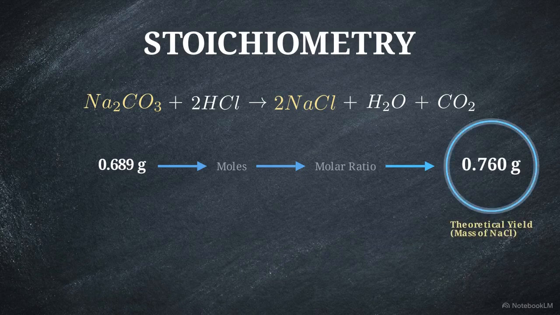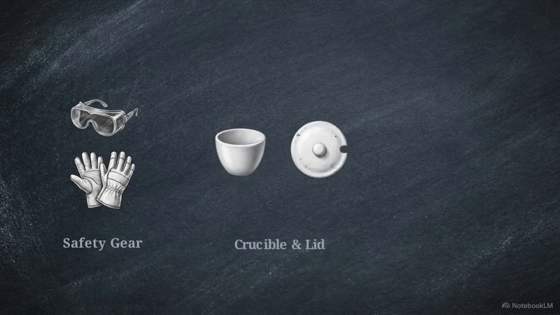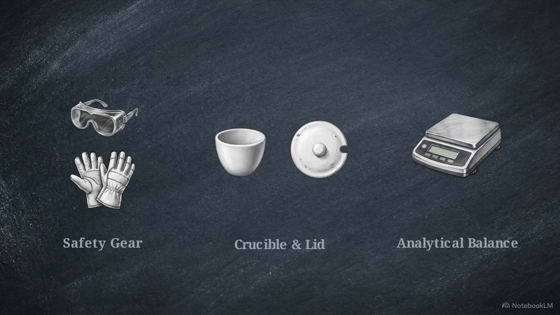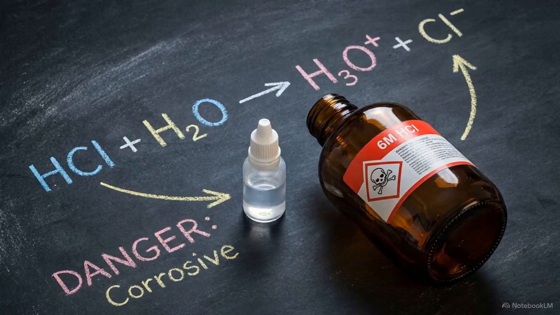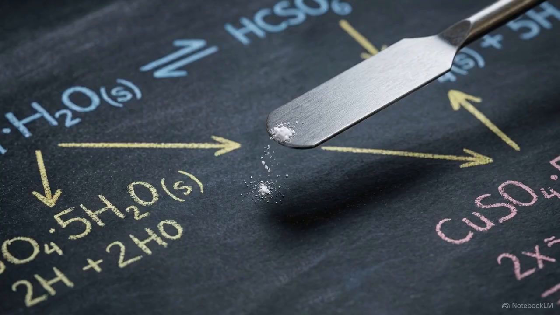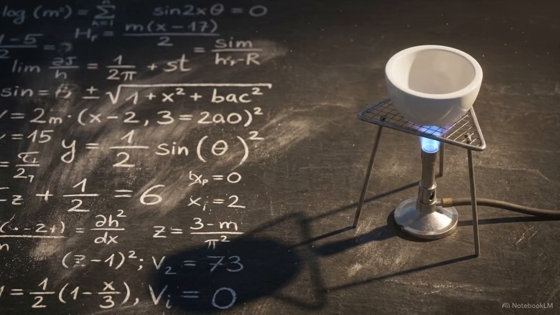of our product. To achieve this level of precision, you need your standard safety gear, a clean porcelain crucible with a lid, and an analytical balance that can accurately weigh items down to the nearest milligram. For our chemical agents, we will be using a specific starting mass of sodium carbonate, a small amount of distilled water, and corrosive 6-molar hydrochloric acid. When we perform the reaction, even a microscopic loss of material will skew the final data. Strict adherence to proper laboratory procedures is the only way to successfully bridge our theoretical math with observable reality.